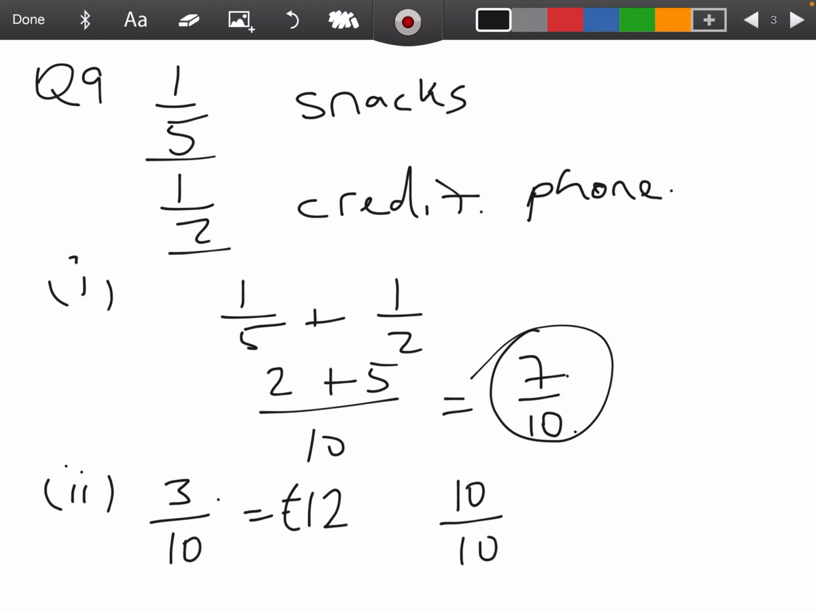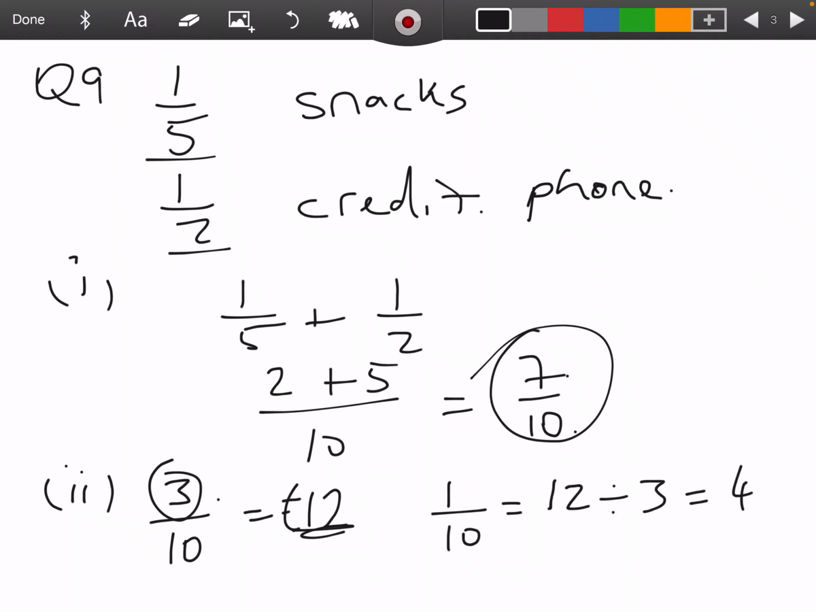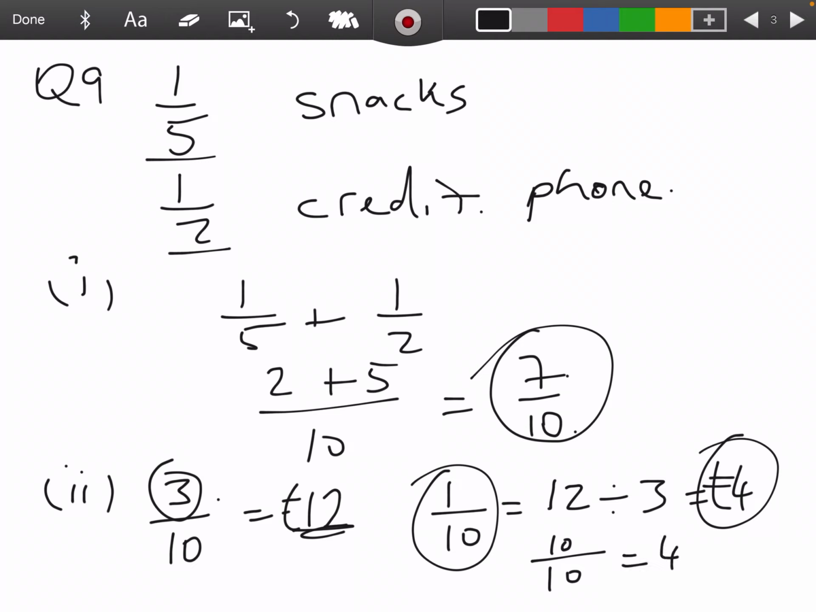So the way to do that, a few different ways. We know that 3/10 are €12. So I could figure out what 1/10 is. I get 1/10 by doing 12 divided by 3, which is €4. And if 1/10 is €4, then we can get 10/10 nice and simply by doing 4 times 10, which is 40, which means that she got €40 as her pocket money for the month.